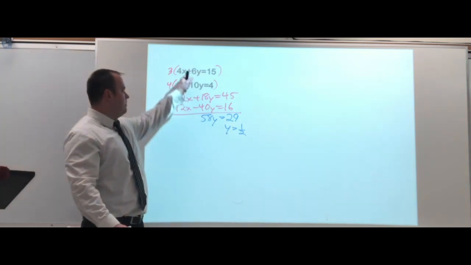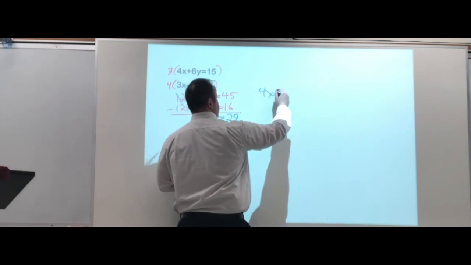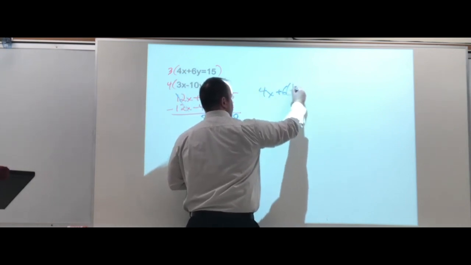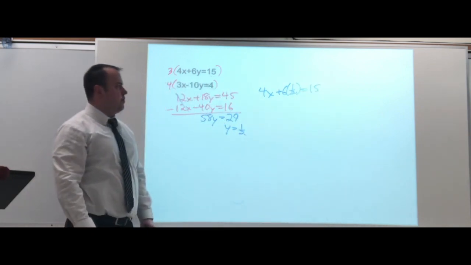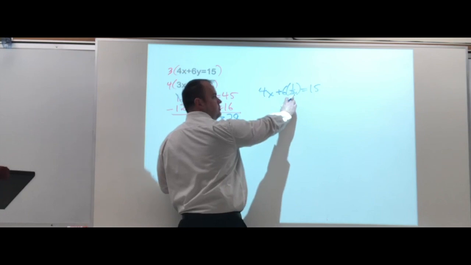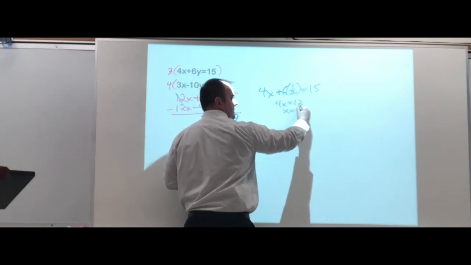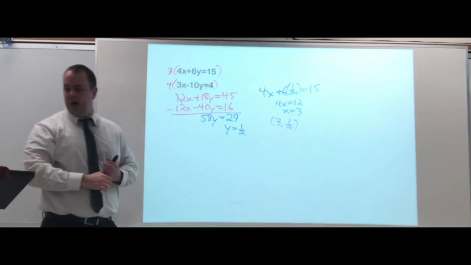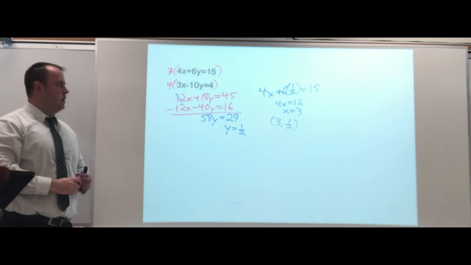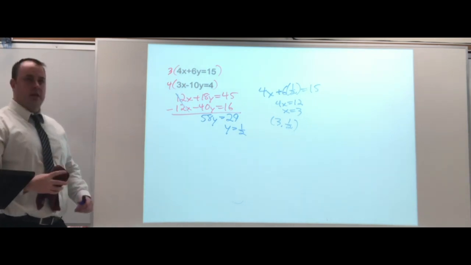I'm going to go back and plug into my top equation again. Just take your time, go through that math. 6 times 1/2 is 3, subtract, so you get 4x equals 12. And I have (3, 1/2) as my final answer. So it's another example of the basic system using linear combination.